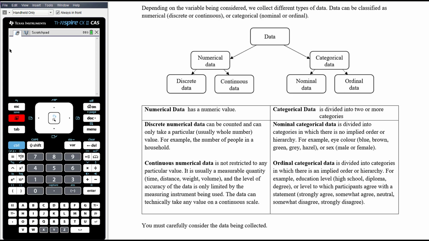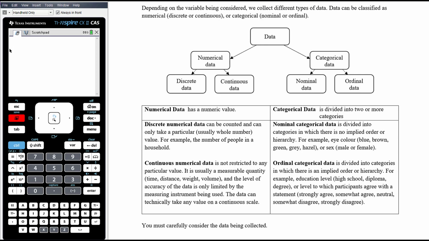So if you've got a set of scales that only measure your weight to the nearest kilogram, then you're going to get weight data that is all whole numbers of kilograms. But it's not a whole number of kilograms because the data is discrete. It's a whole number of kilograms because your measuring implement, your scales, only give you the information in that form.